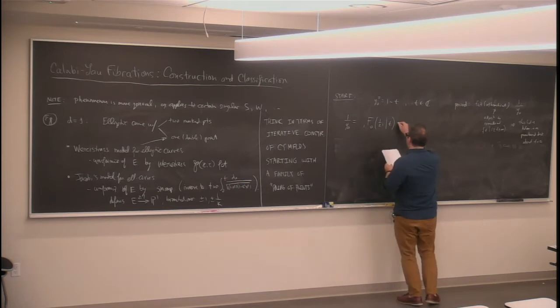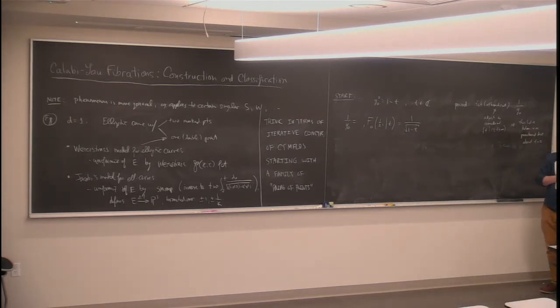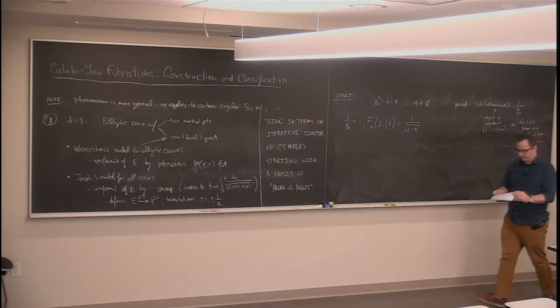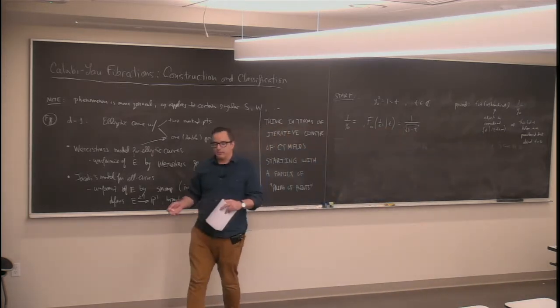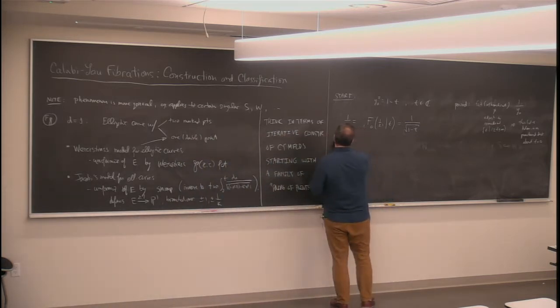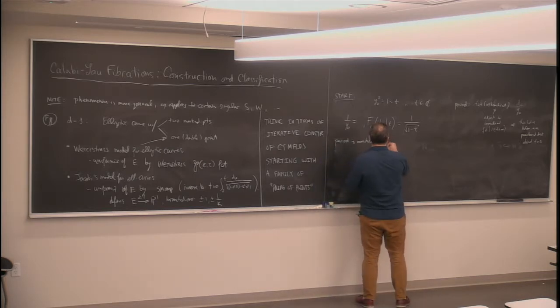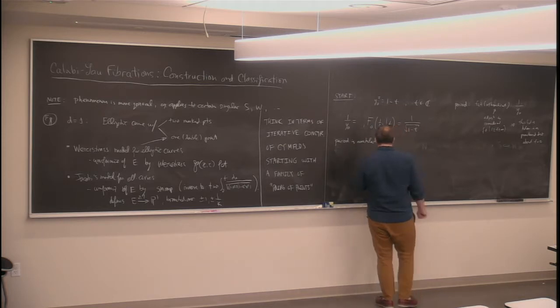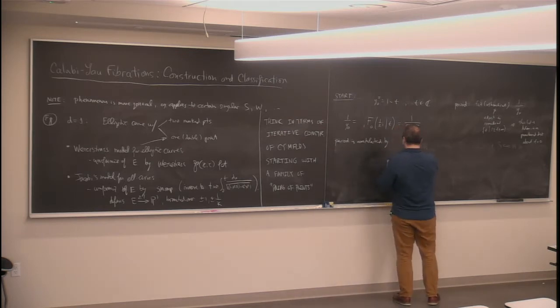All right, and what is that? That's just 1 over the square root of 1 minus t. So it doesn't get any easier than this, okay? Now, the game in terms of the relationship between periods and Picard-Fuchs operators is that the Picard-Fuchs operator has to annihilate the periods. So the period is annihilated by, well, it's a first order degree 1 Picard-Fuchs operator. I'll call it L sub 1.